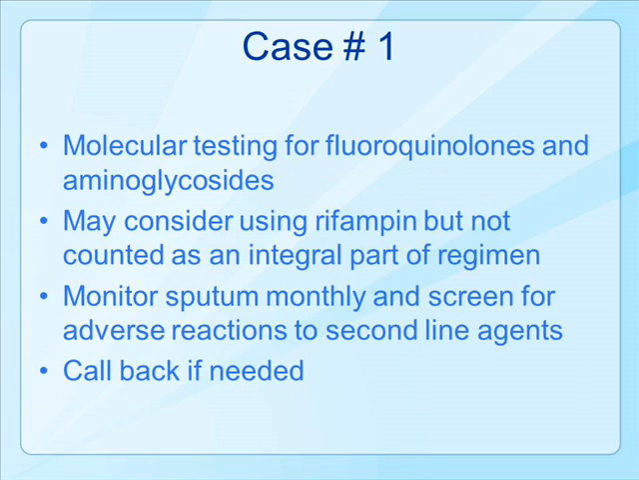The other recommendations by our consultant were to get molecular testing, if at all possible, for fluoroquinolones and aminoglycosides, as our CDC lab now does through their molecular detection of drug resistance service, and also stated that they may consider using rifampin but not count it as part of the regimen, given that the likelihood that it's effective is low since the patient was still culture positive. Monitor sputum monthly, screen for adverse reactions to second-line agents, and call back if needed.